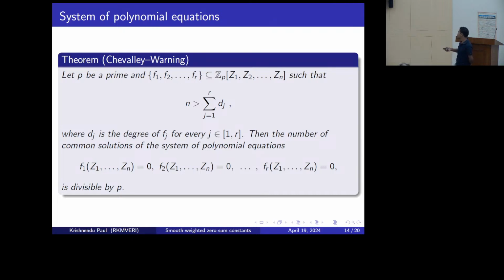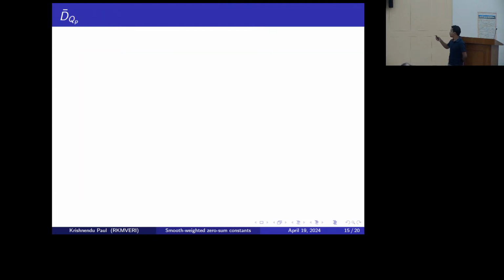We will apply this theorem as we are taking Z_p, and we will take a different weight set, Q_p. Okay, Q_p means the unit squares.